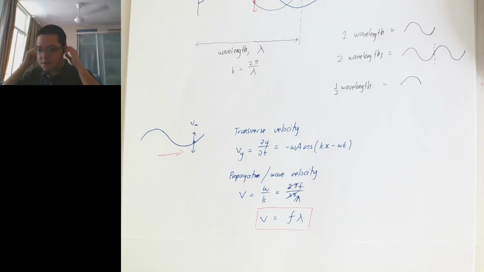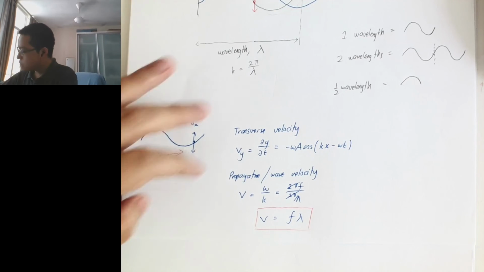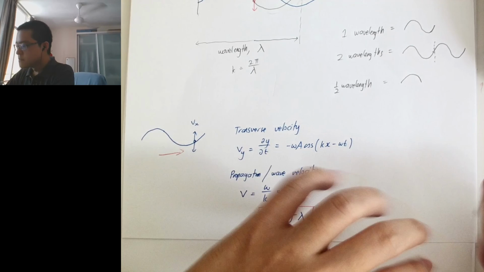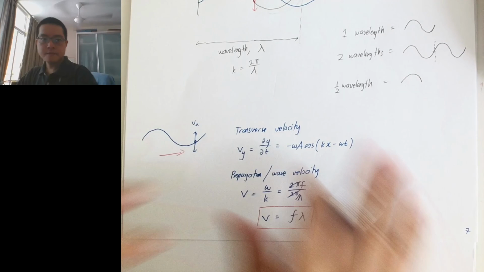Okay, so these are the two velocities that we have on the wave. Where are we now? We are on page 7. Page 8. Any question?